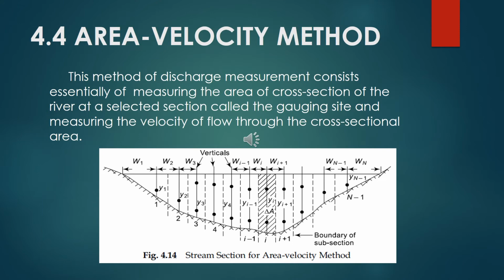Next topic is the area velocity method. This method of discharge measurement consists essentially of measuring the area of cross section of the river at a selected section called the gauging site, and measuring the velocity of flow through the cross sectional area.